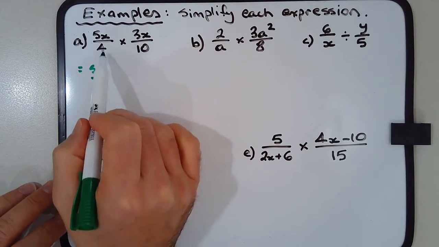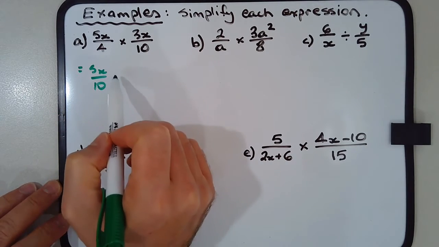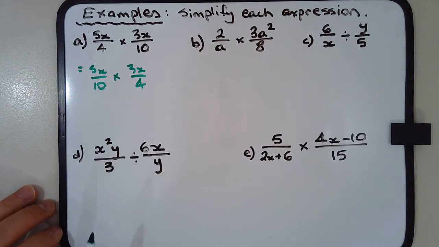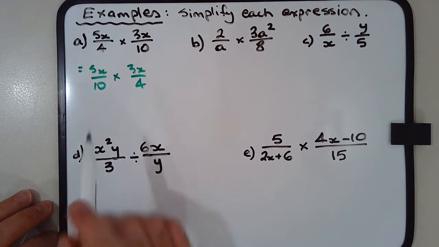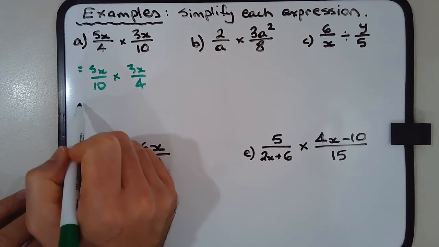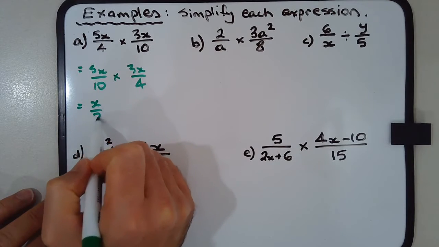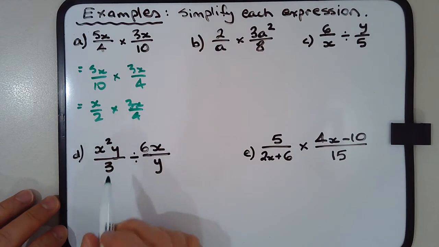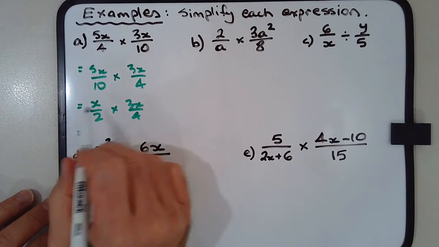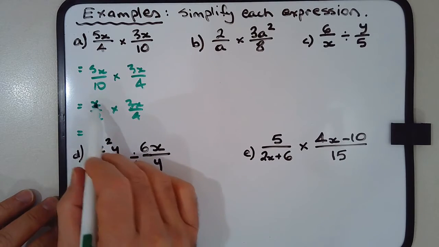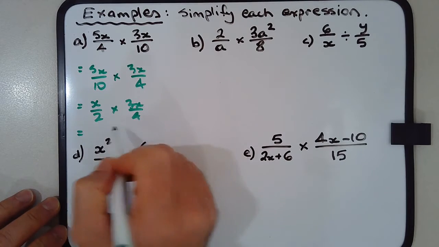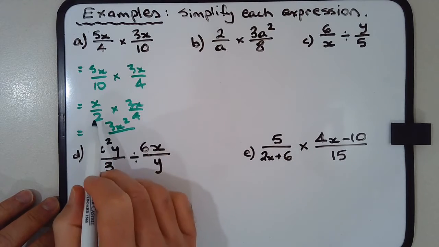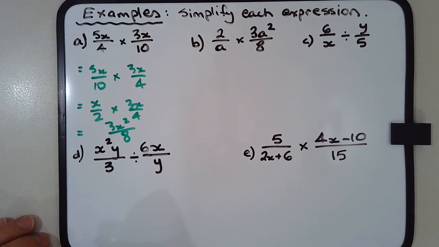So swapping the 4 and the 10 around, we have 5x on 10 multiplied by 3x over 4. Now 5 on 10 is just x on 2, multiplied by 3x over 4, and then you just multiply numerators and then multiply denominators separately. So x times 3x is 3x squared over 2 times 4, which is 8.